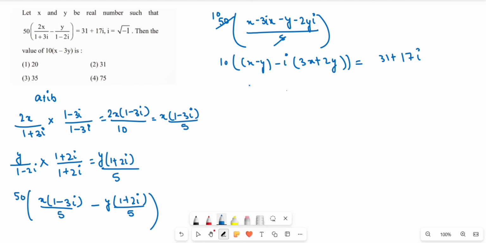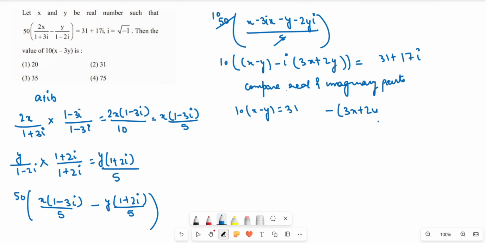Now I can compare real and imaginary parts. So I'll get 10 times (x minus y) equals 31 and minus 10 times (3x plus 2y) equals 17. It is minus 10. So it will be further x minus y equals 3.1, and this equation will be 3x plus 2y equals negative 1.7.